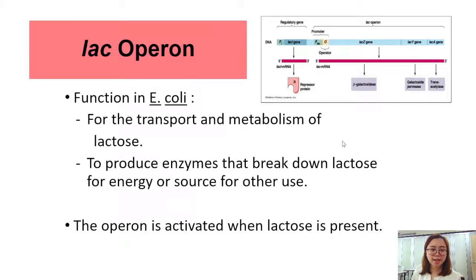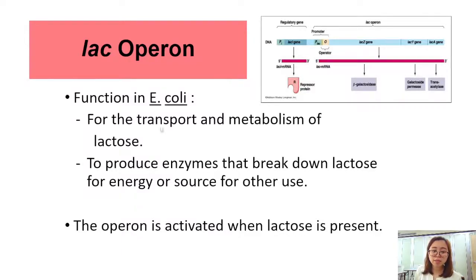Okay, and then we'll talk a bit more about the lac operon. The lac operon referring to everything in this diagram, yeah? The function of this thing in E. coli is that it functions for the transport and metabolism of lactose. Sebab gene-gene ini mengandungi gene untuk hasilkan enzim untuk metabolize lactose.